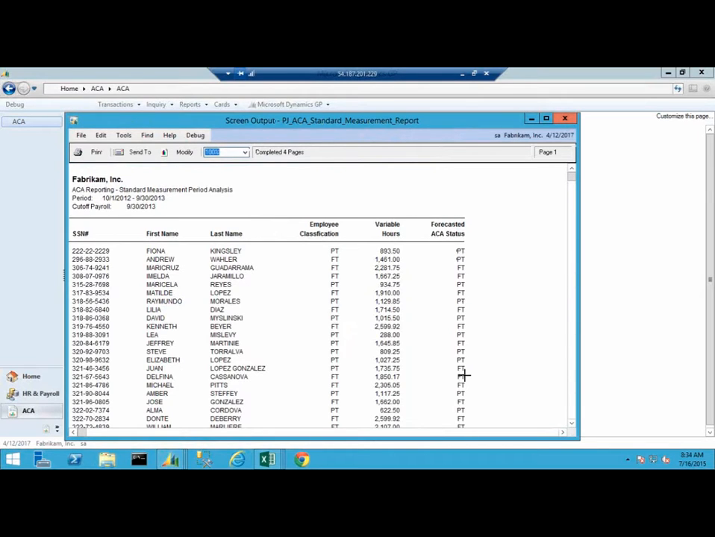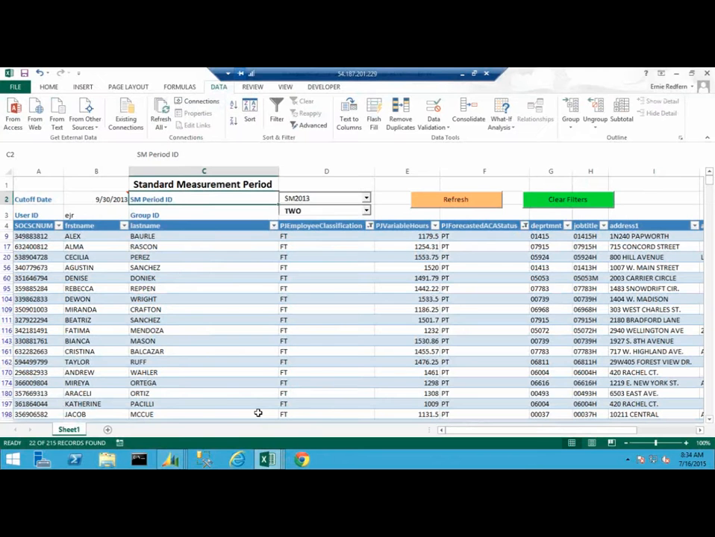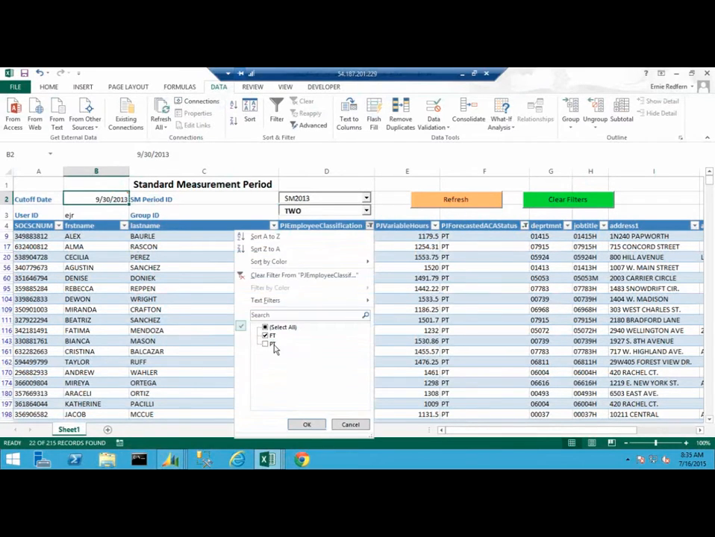I mentioned that we do a lot of this in Excel, and here is that exact same report in Excel. Let's just say that when we first started off, somebody wanted, and I'm going to just turn these off here real quick.